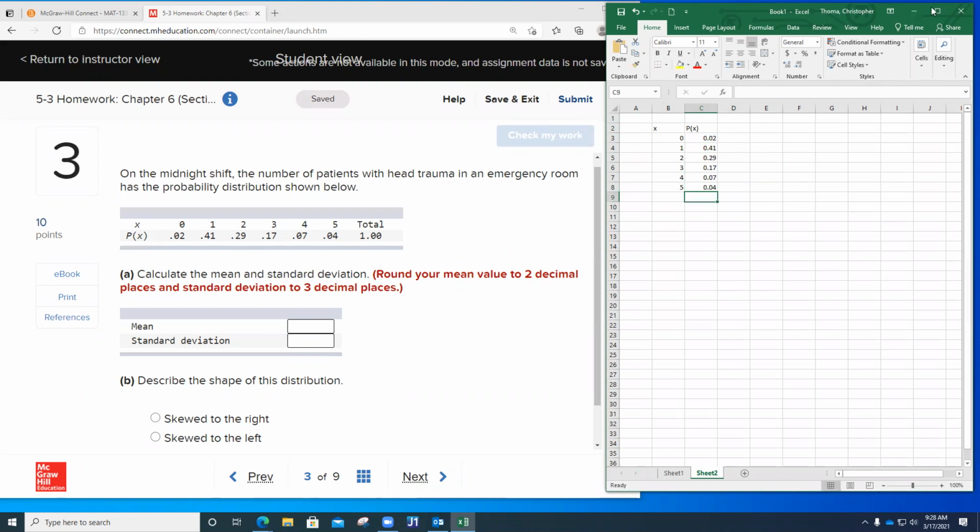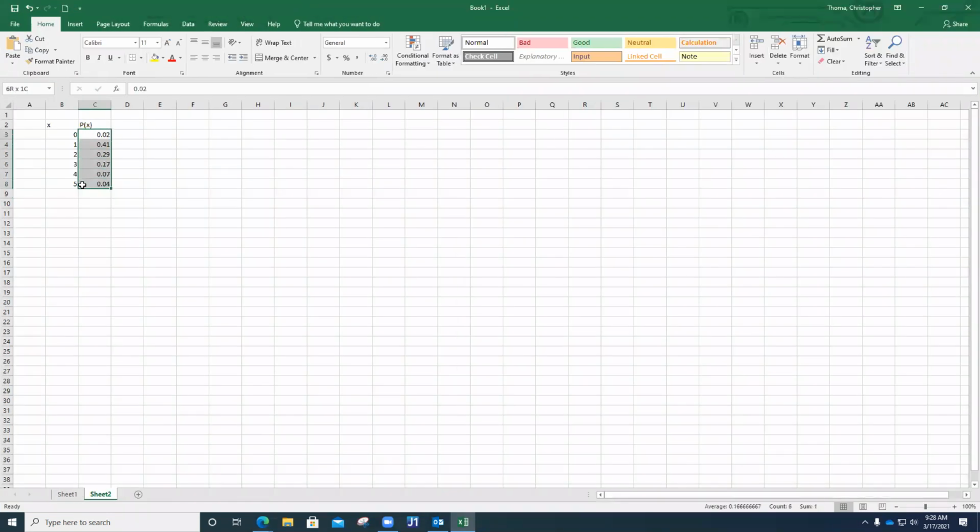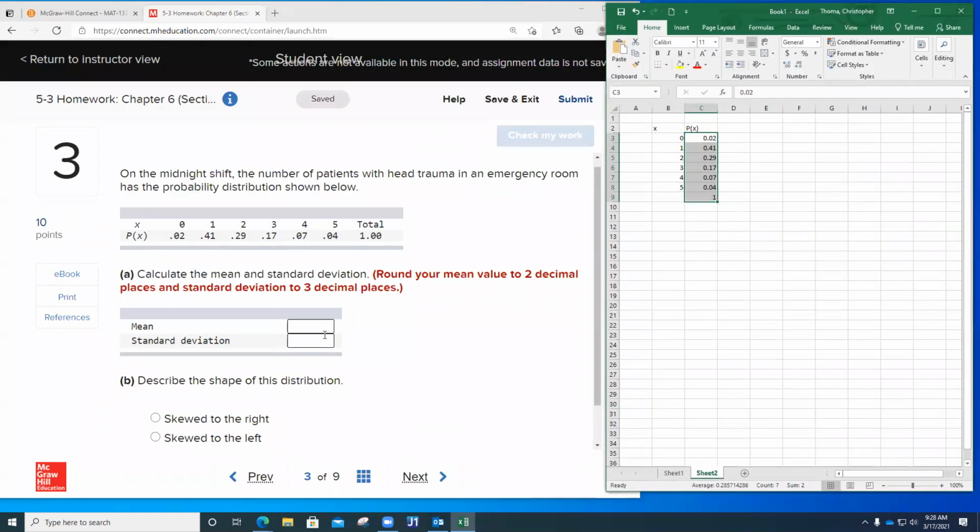And again, they say it sums to 1. Make it big just to verify I didn't mess up any of my numbers. And it sums to 1, so that's a good thing. All right, so find the mean. To find the mean, you take x and you multiply it by the probability of x. And this is where Excel comes in very helpful. So click on the cells, and I put in a 0, because that's the first one, and I times it by the probability. And 0 times 0.02 is 0.